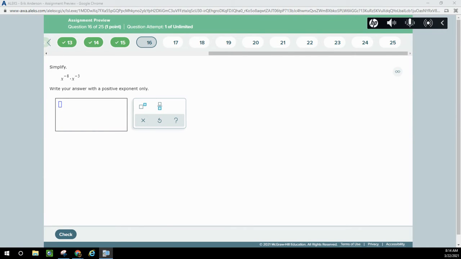Simplify x to the negative third times x to the negative eighth. So negative 8 plus negative 3 is negative 11. But they want us to write our answer without any negatives, with the positive instead. So what we do is we change this to a fraction, 1 over x to the 11th.